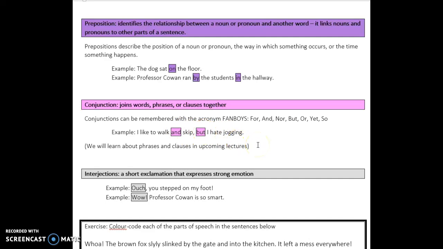We're going to be talking about conjunctions at length in our lectures on comma usage, so we don't need to go into them in any great detail here. Instead, what I want you to remember is the acronym. FANBOYS: for, and, nor, but, or, yet, and so. And this is going to help you remember your conjunctions.